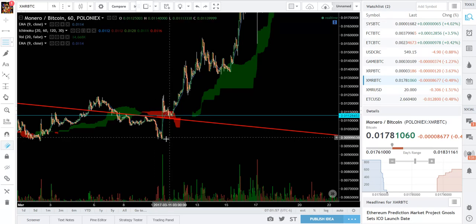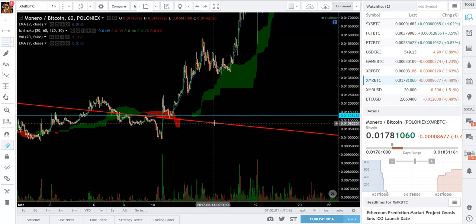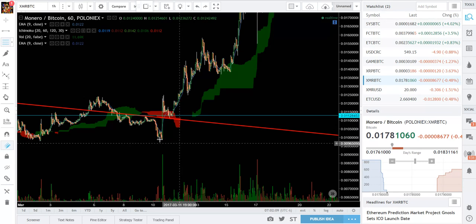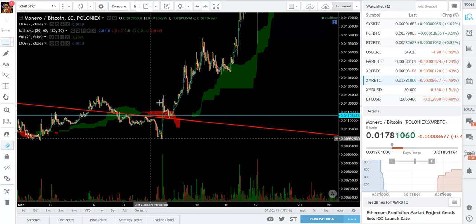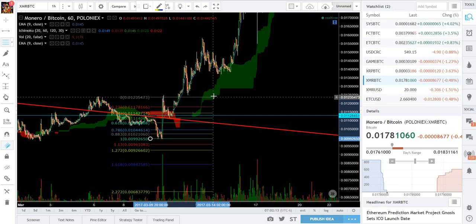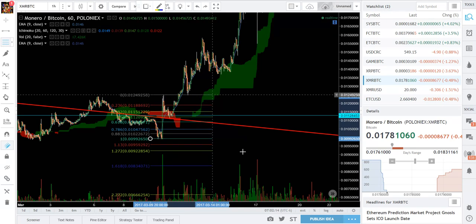So if I see the market is going up and I say, boom, all right, Monero broke this red line, broke its market structure. It seems like it's stabilizing here on the breakout line. Well, how does that look for entry? You put your Fibonacci tool in there. Measure that move. What does that tell you?